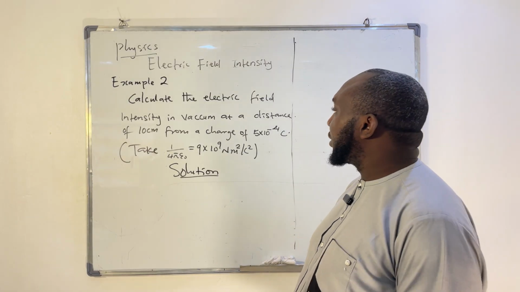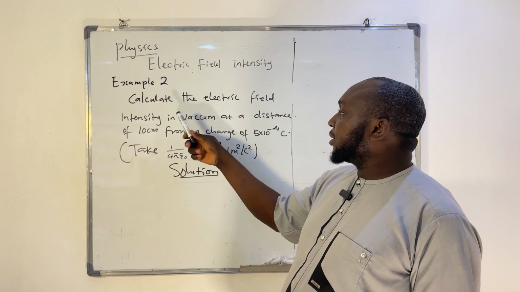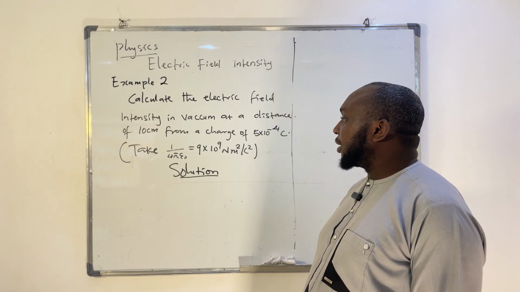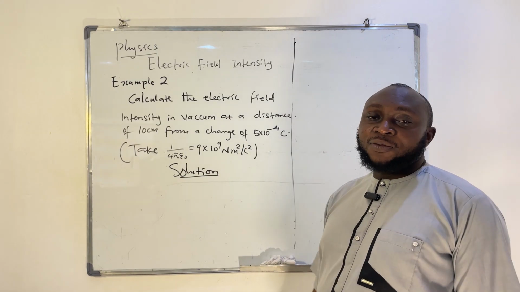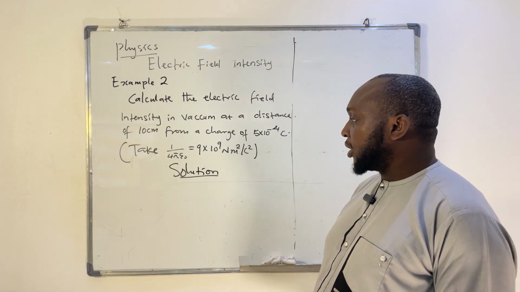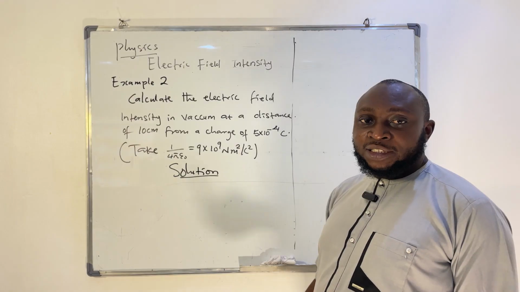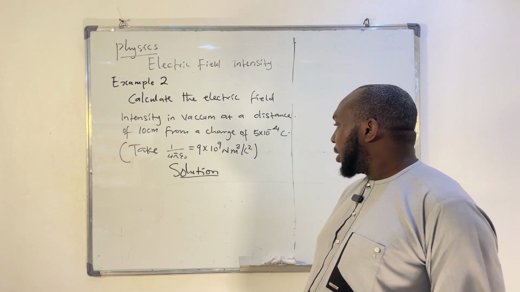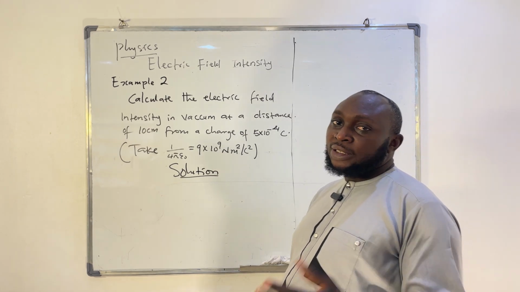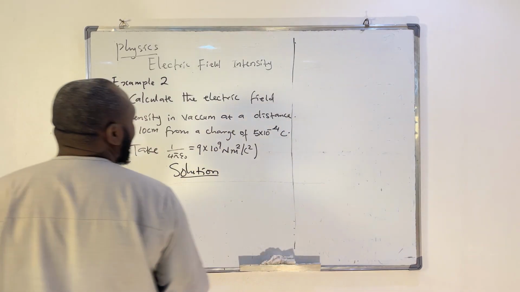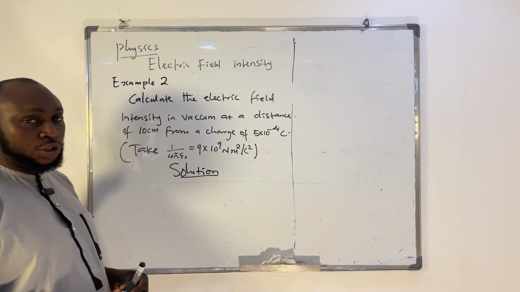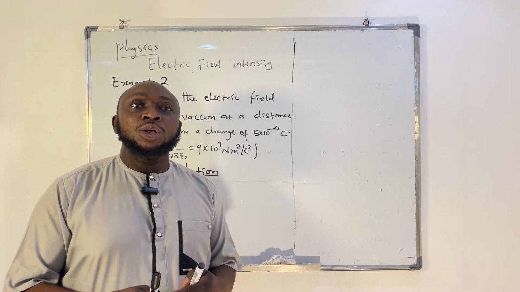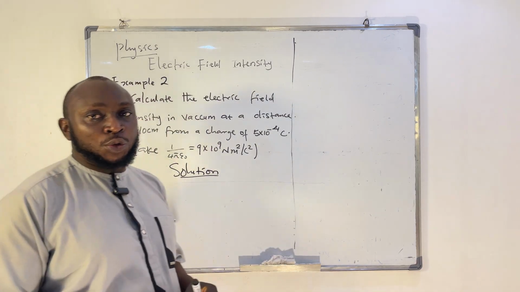Example 2. Under electric field intensity, we are asked to calculate the electric field intensity in vacuum at a distance of 10 centimeters from a charge of 5.5 times 10 to the power of minus 4 coulombs. Take 1 over 4 pi epsilon naught as 9 times 10 to the power of 9 Newton meter squared per coulomb squared. I told you that in solving calculation questions in physics, we have to highlight the data first, as this will enable us to know the right formula to use.